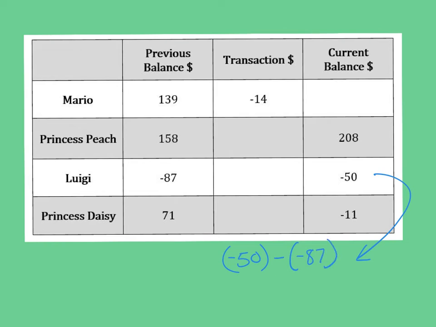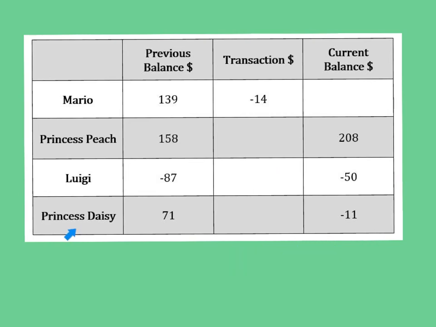We also know now that this double negative becomes an addition. So now we've got negative 50 plus 87. They're different signs, so when you subtract them, you're going to end up with a $37 addition. No negatives, because the negative sign was on the smaller absolute value. So he added $37 in his account.